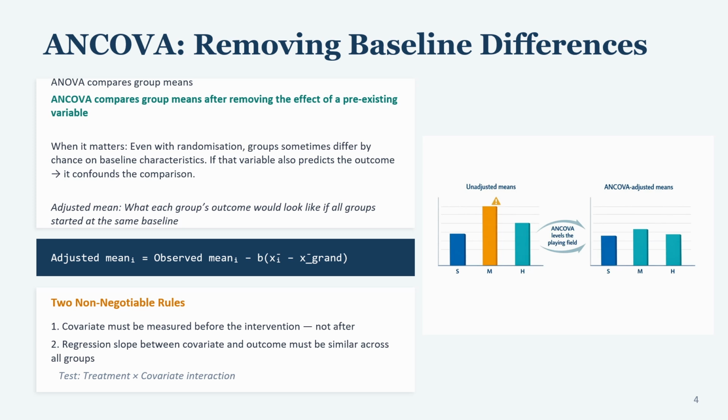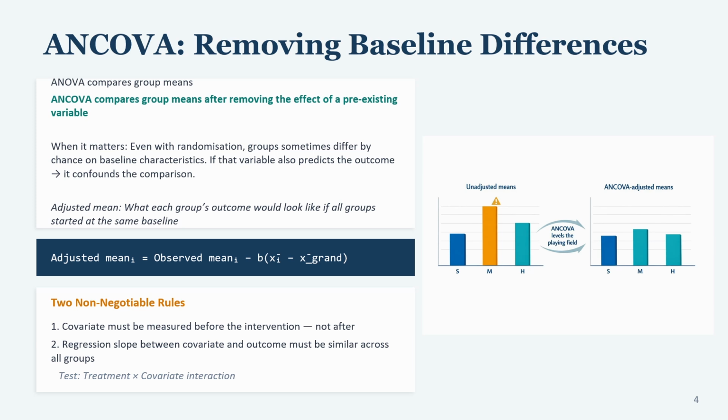ANCOVA adjusts each group's observed mean upward or downward based on whether its baseline covariate was above or below the overall mean, leveling the playing field. Two rules are absolute. First, the covariate must predate the intervention. If it was measured after treatment started, it might already reflect the treatment effect. Including it then removes the very thing you're trying to measure.